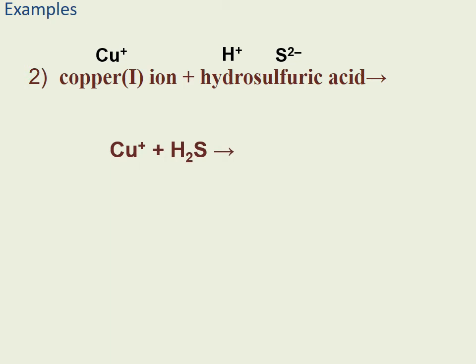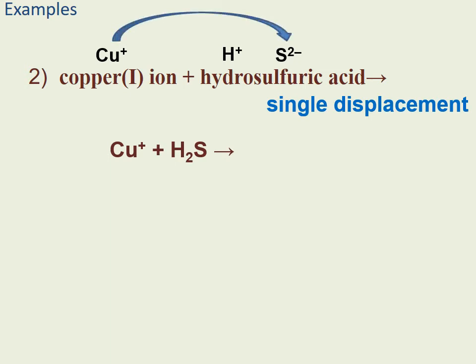Now we see that we've got something by itself in copper 1 ion and a pairing with H plus and S2 minus together in hydrosulfuric acid. So that means we have a single displacement reaction. Now the copper 1 is coming in to react with somebody, and since it has a positive charge, it will react with S2 minus. And when they come together, that will make Cu2S.